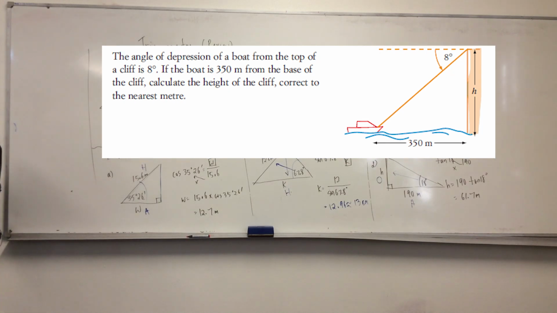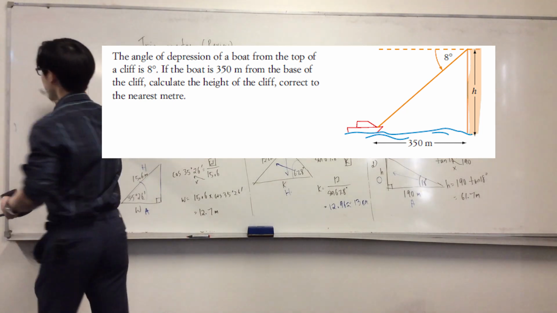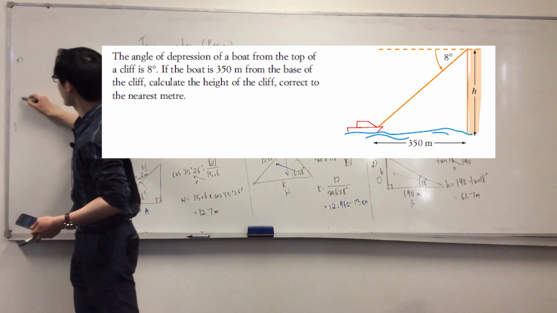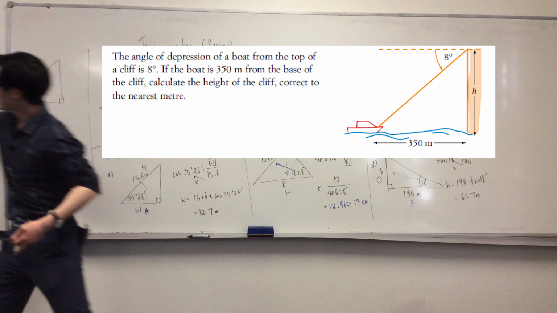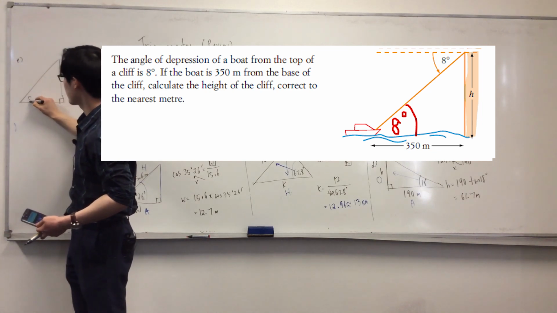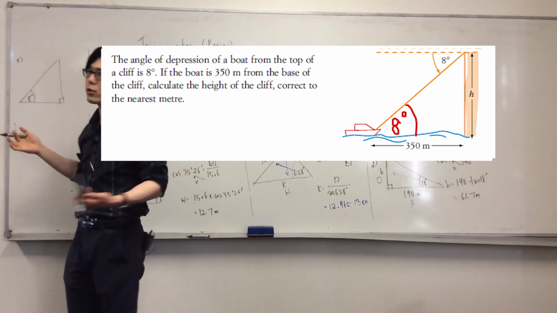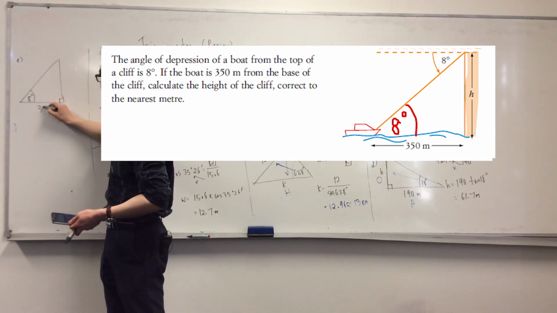Now, if the boat is 350 meters from the base, once again, that's the base, the bottom, what is the height of the cliff? So once again, let's just redraw the diagram. Let's call it example E. Girls, if it's 8 degrees there, it's also 8 degrees there because alternate angles are the same. Yeah, so girls, if it says angle of depression, really it's the same question as angle of elevation. They just want you to know the difference in the meaning.